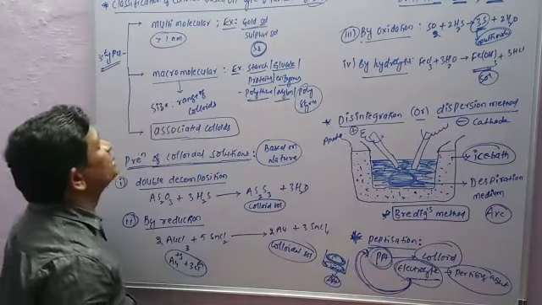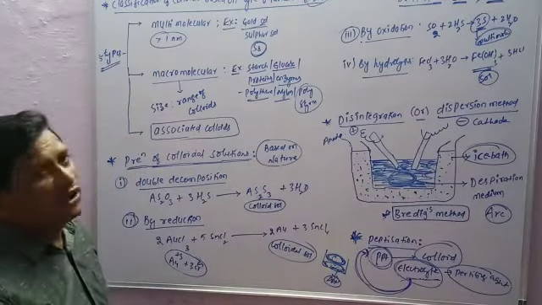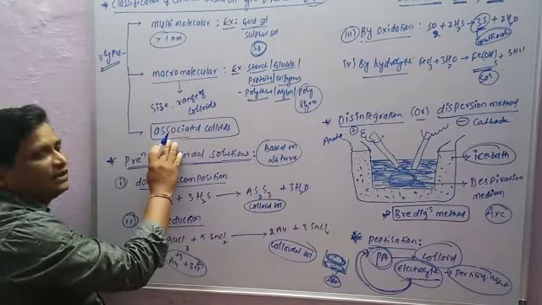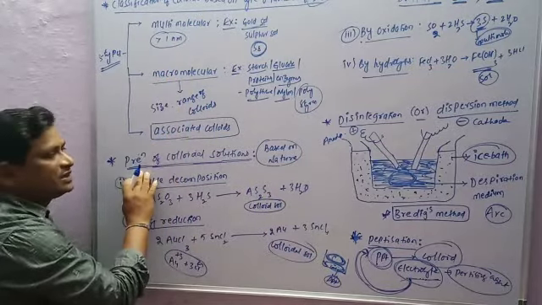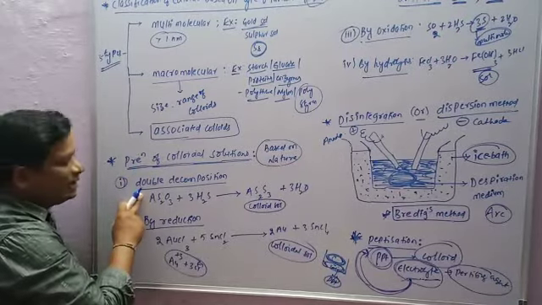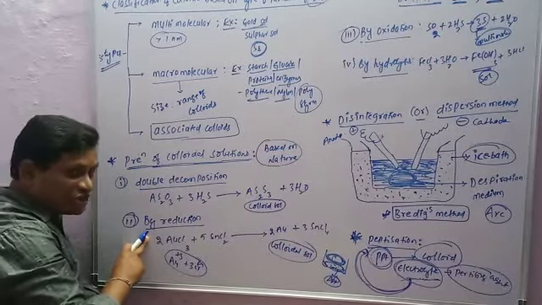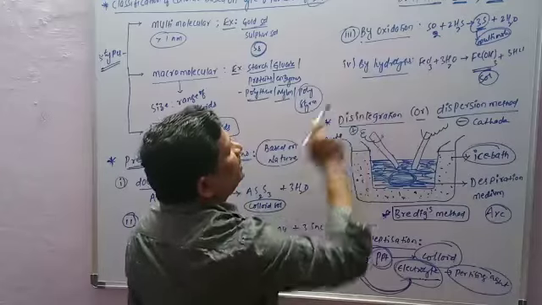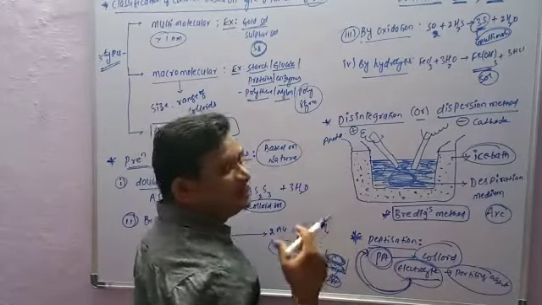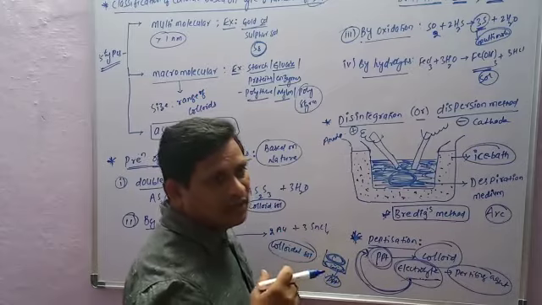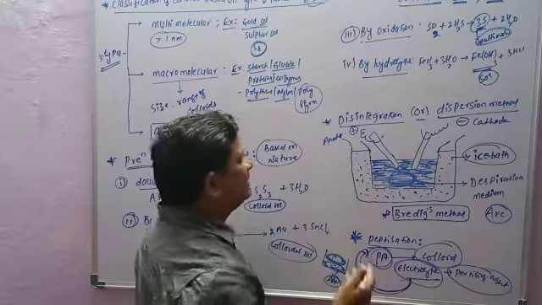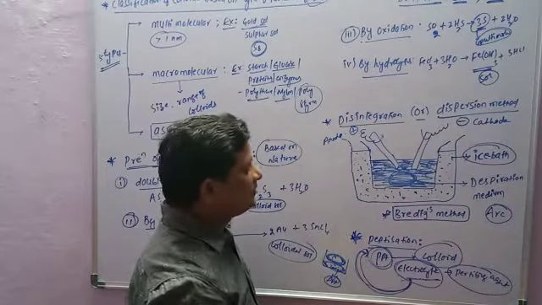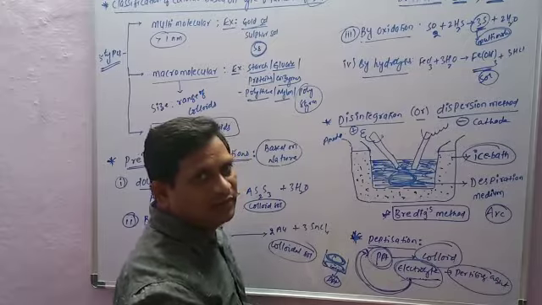So, the classification of colloids based on the particle size of the dispersed phase is multimolecular, macromolecular, and associated colloids. Next are the preparation methods of colloidal solutions. One is double decomposition, next is by reduction, third is by oxidation, and fourth is by hydrolysis. These are the preparation of colloidal solutions by chemical methods. The remaining two, disintegration and peptization, are the experimental methods.